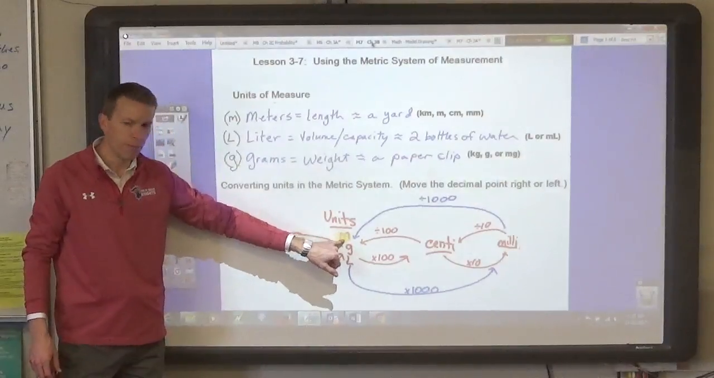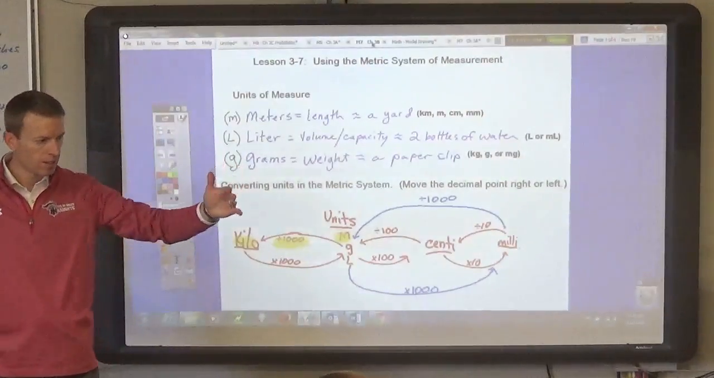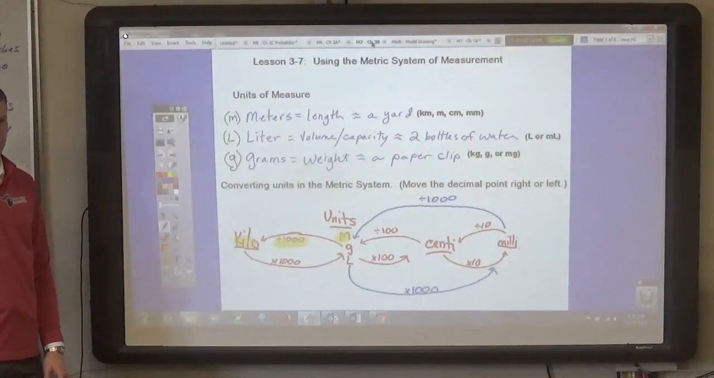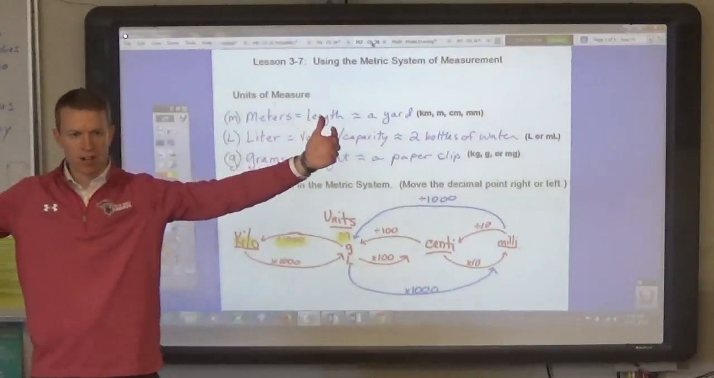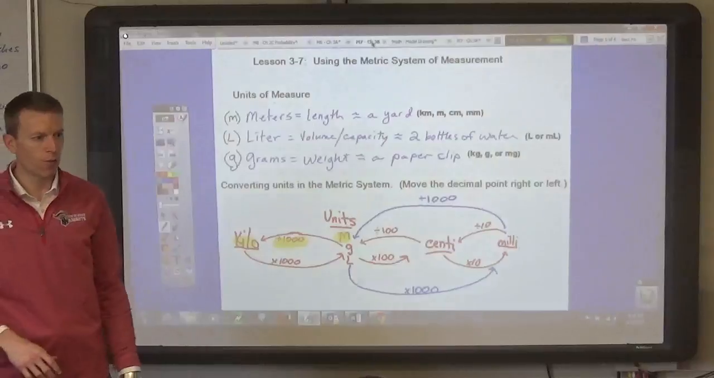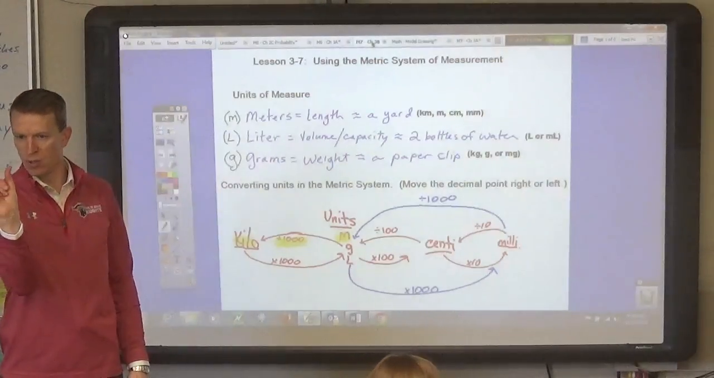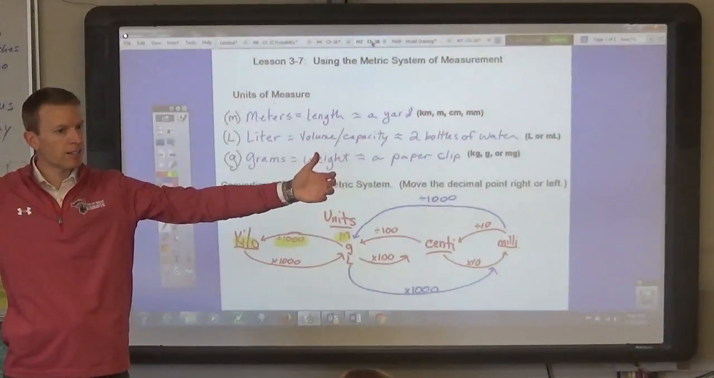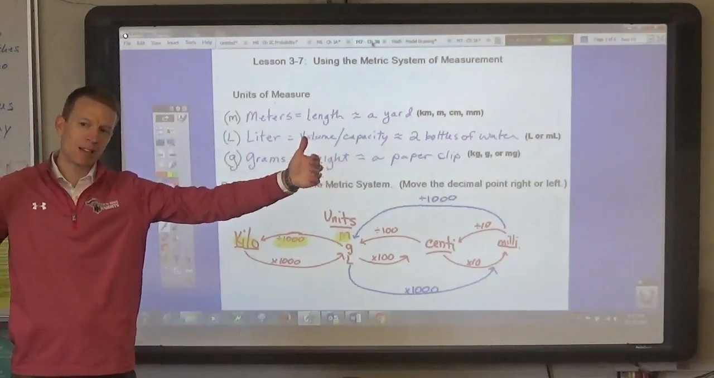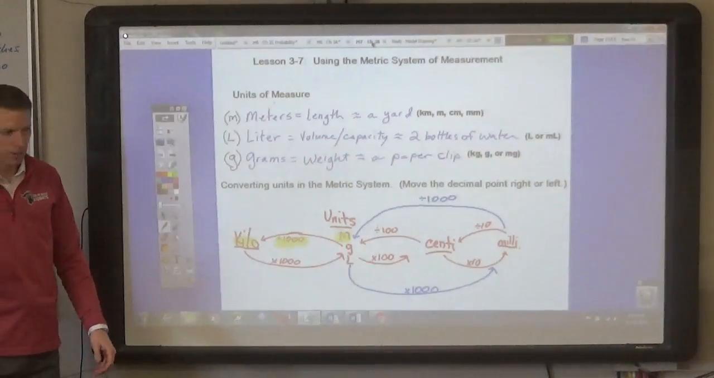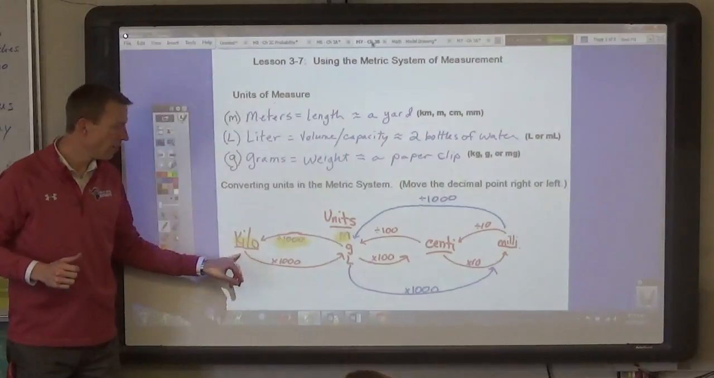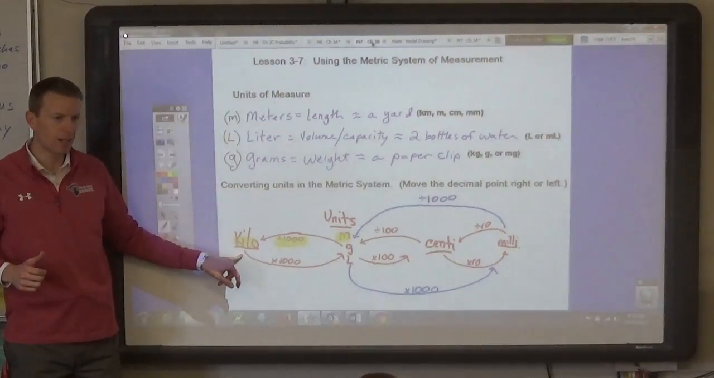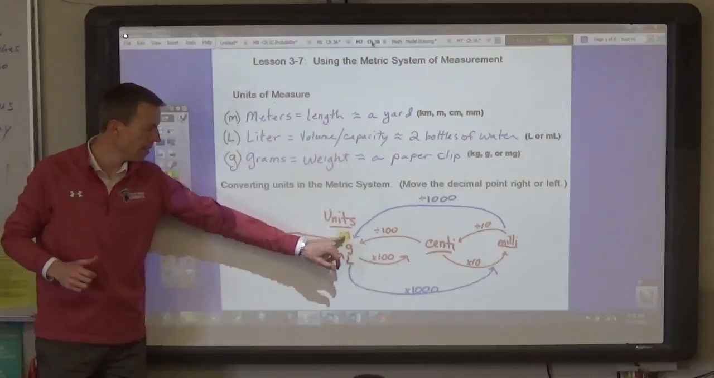So, if we're working with meters, which is a unit of length, then kilometers is 1,000 meters. A meter is about this long. It's a little under 40 inches. And we know that an inch in the US measurement is about this long. A yardstick is 3 feet, and that's just a little bit less than 1 meter. Okay? So, 1,000 meters is a kilometer. Usually said kilometer.